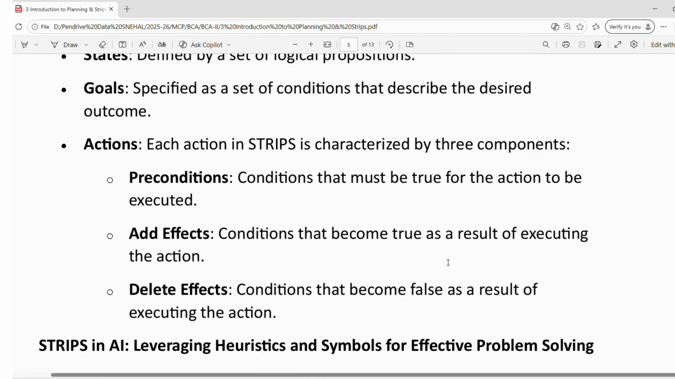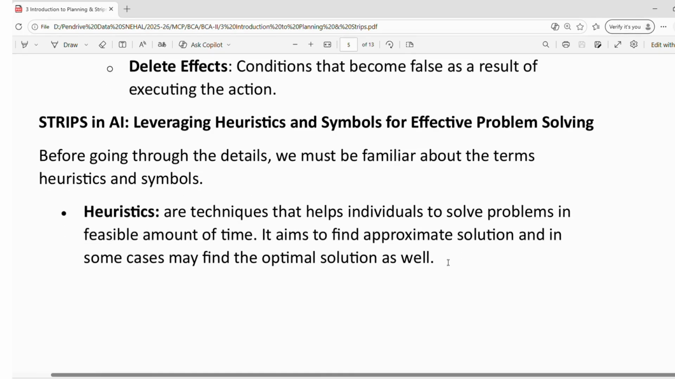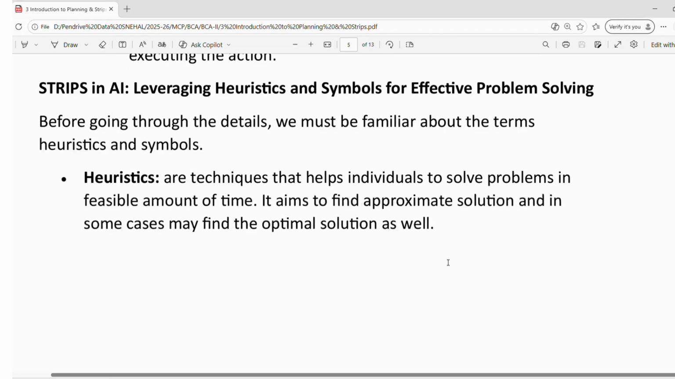Let's understand what a delete effect is. It is a condition that becomes false as a result of executing an action. STRIPS in artificial intelligence leverages heuristics and symbols for effective problem solving. Let's understand these terms, heuristics and symbols.